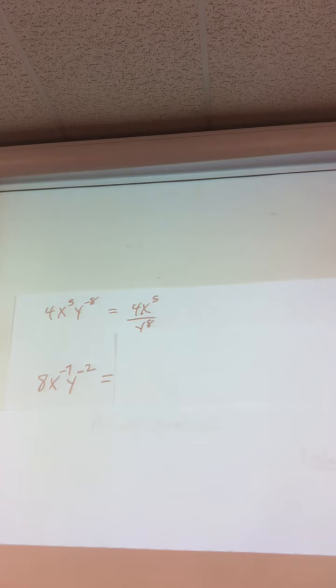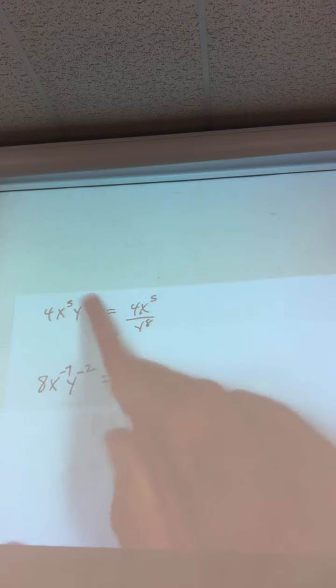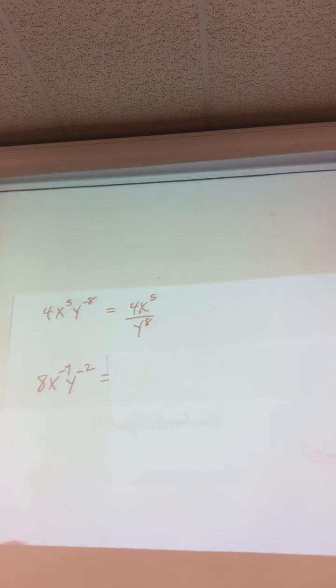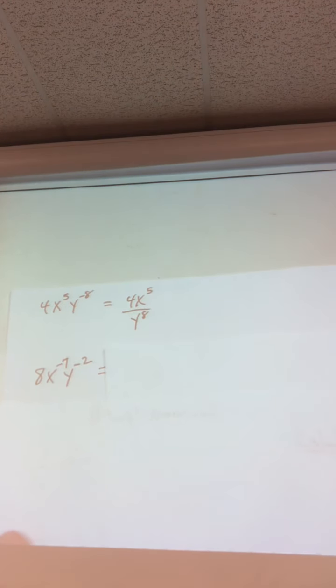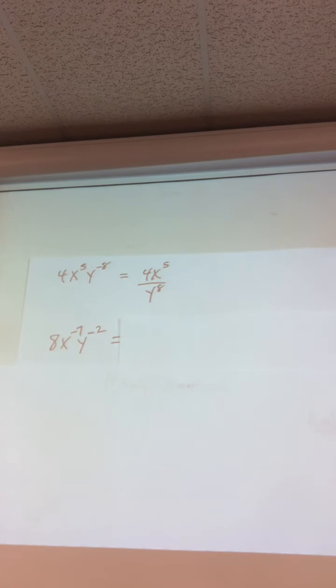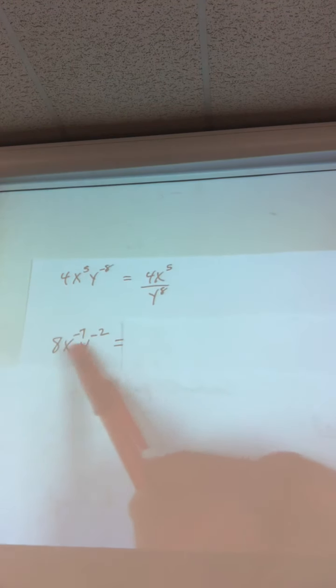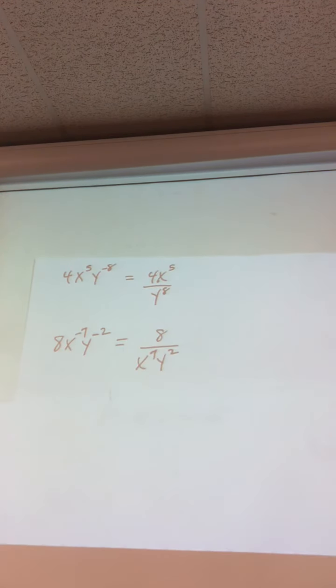Okay, this one up here, 5x to the 5th, y to the negative 8. The y to the negative 8 is just going to go to the bottom. That's just the quickest way to do it. Now, you can put in the other steps like I did a while ago. 8 times this times this. You can carry both of these to the bottom because both of the exponents are negative.